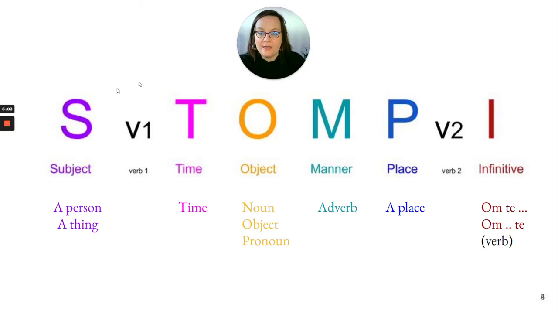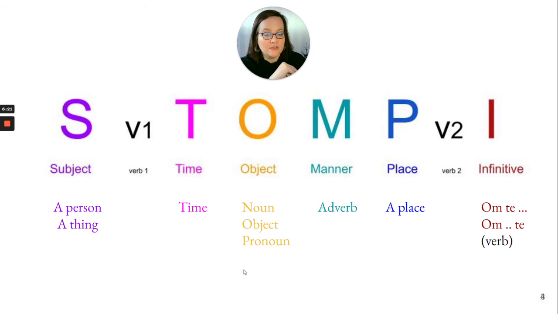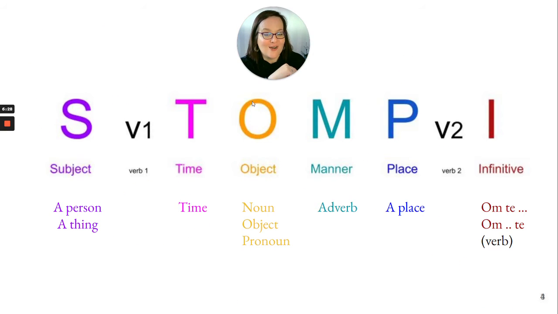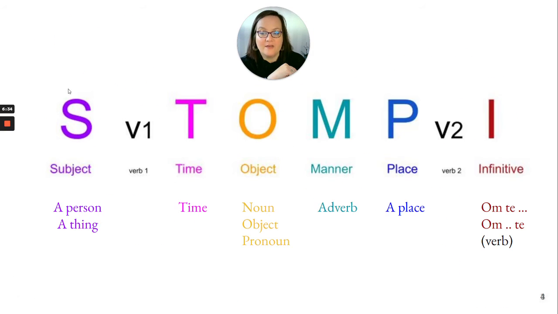They form the subject of the sentence. They are used as the first words of a sentence. They are rarely used anywhere else in the sentence. Hulle, julle, ons en dit are also object pronouns, and they can be used in the object of the sentence. I just want you to make the link. Object pronouns are part of the object of the sentence. Subject pronouns are part of the subject of a sentence, and we'll be comparing them when we're making sentences.